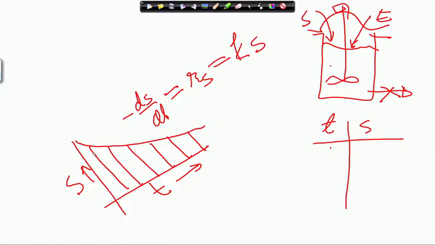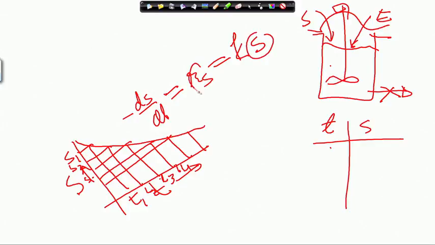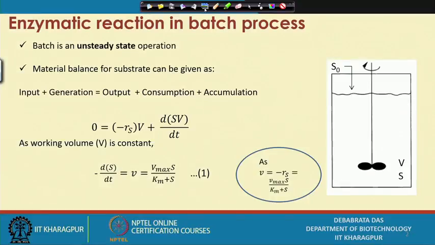So that had different times. This is T1, this is T2, this is T3, this is T4. So at different times we have different substrate concentrations: this is S1, this is S2, this is S3. As the substrate concentration changes, your rate of reaction changes. And since the rate of reaction changes, we consider it as unsteady state conditions. So this is exactly what we want to point out, that the batch system is considered as an unsteady state reaction.